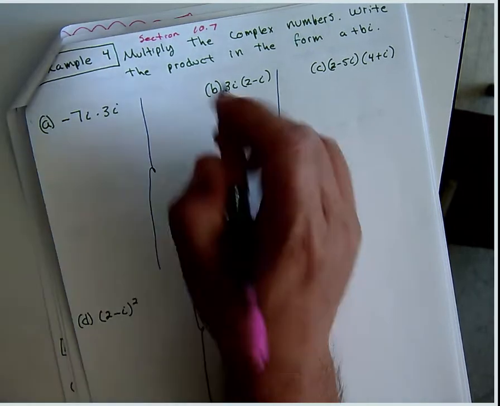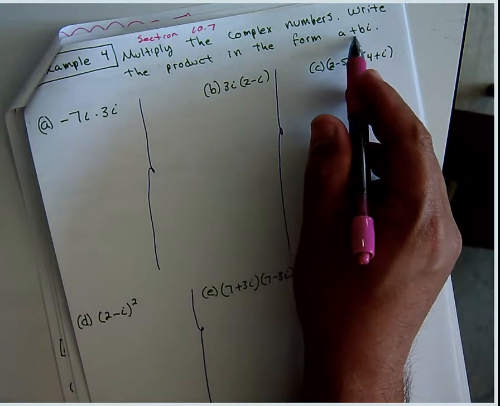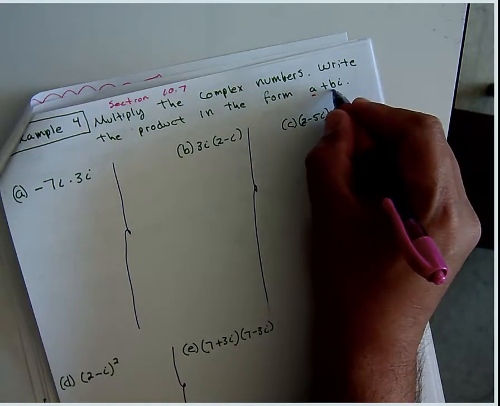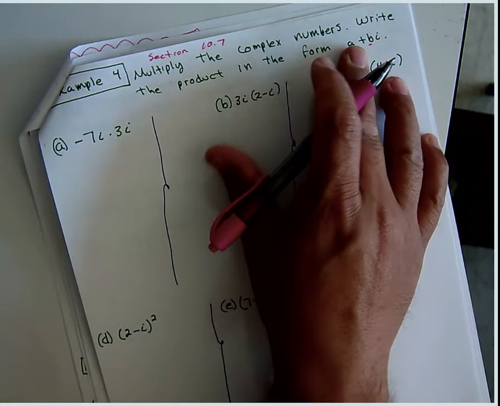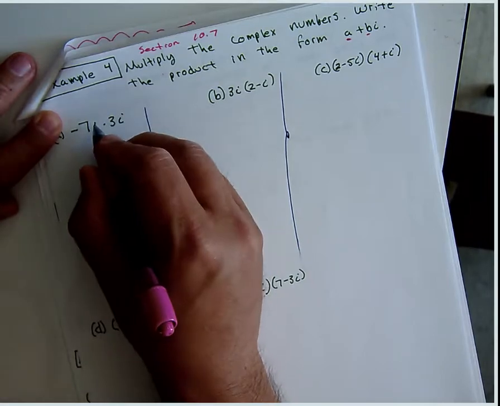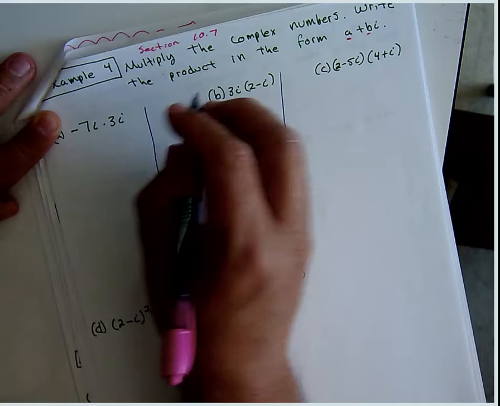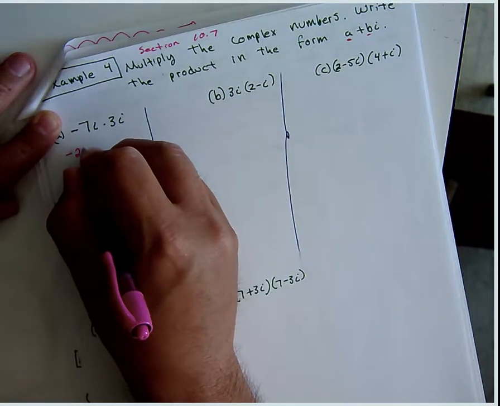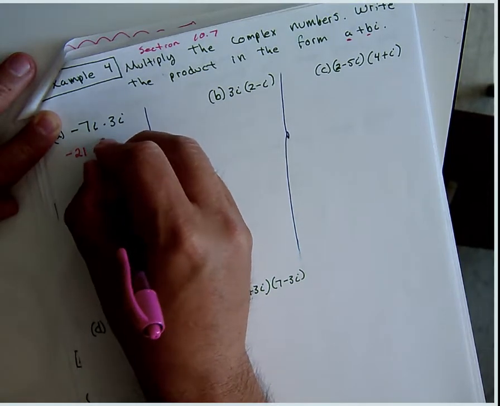It says here to multiply the complex numbers and write the product in the form a plus bi. So remember, the number comes first, then the imaginary part. Here it's just a very simple monomial times a monomial. 7 times negative 3 would be negative 21, and then i times i would be i squared.